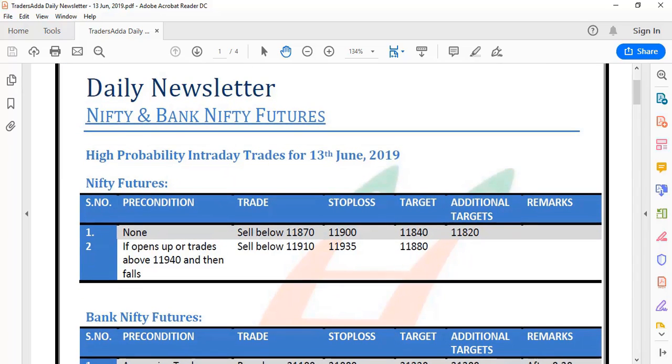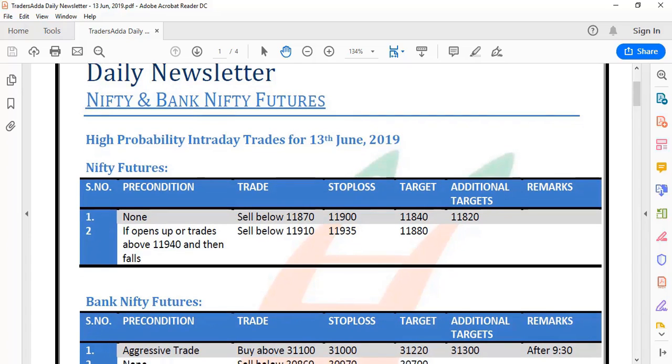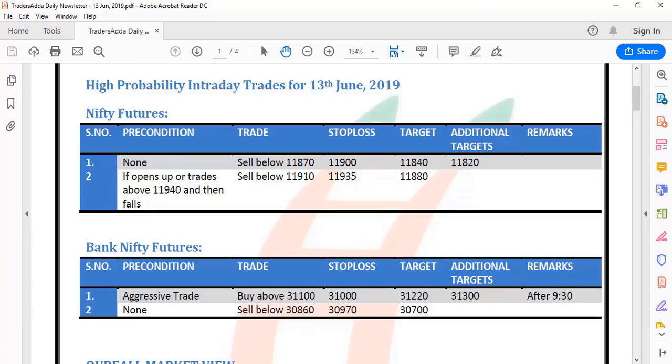Now before I move on, if you don't know how to put a bracket order, there are plenty of videos available and there is a method available on Zerodha's website as well. Moving on, now let's explain how to read the trading calls. If you look at the first table of Nifty futures, you can see the first column that reads precondition. As the name suggests, precondition is a condition which needs to be true before you place the trade in the system. For example, let's take trade 1.